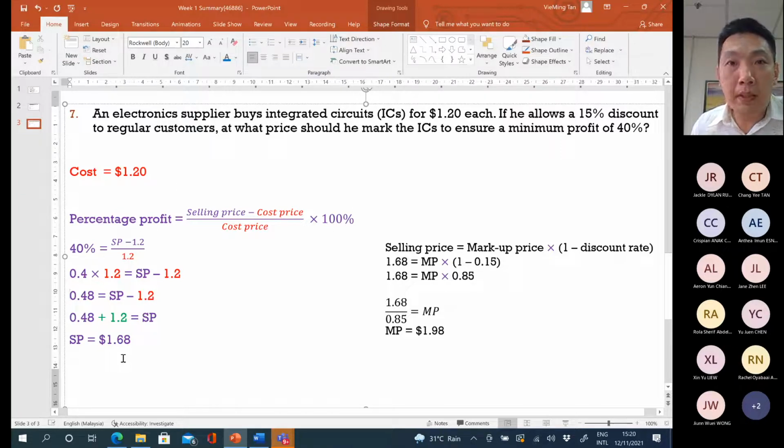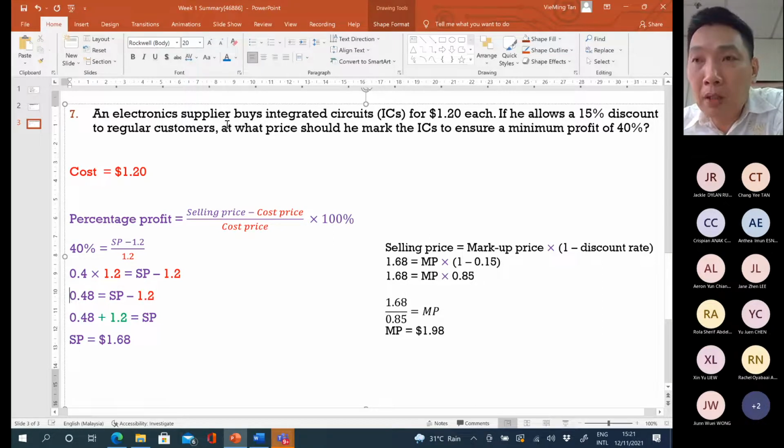Once we already get the selling price, the next step is we need to get the markup price, because this electronic supplier also wants to give a 15% discount to the customer based on the markup price. So bear in mind, the cash discount is based on the markup price. We know the selling price is $1.68. The markup price we don't know, but we know that the discount rate is 15%.